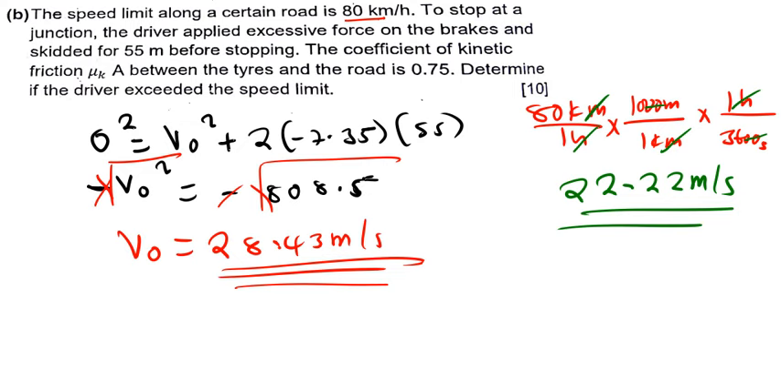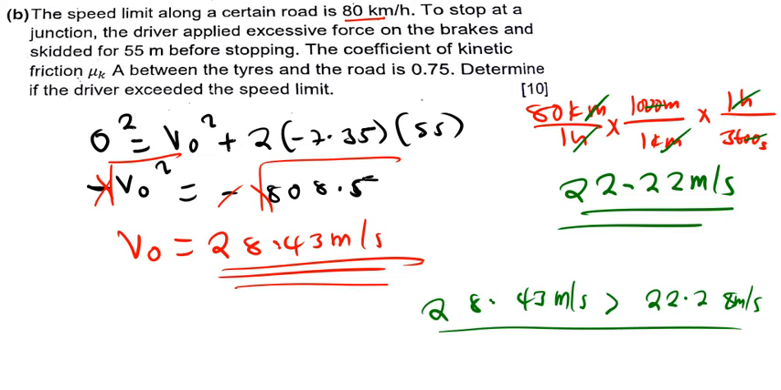Sometimes you can just say: the driver exceeded the speed limit because 28.43 meters per second is greater than 22.22 meters per second. Simple. It's okay. You can write your own in your own English, but still they'll mark it.